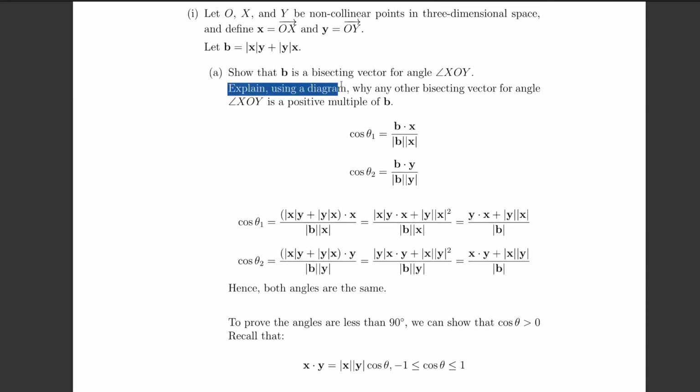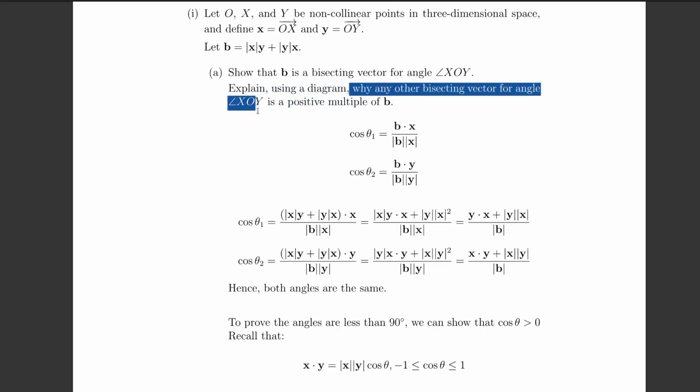The next part is they want us to explain, using a diagram, why any other bisecting vector for angle x or y is a positive multiple of B.